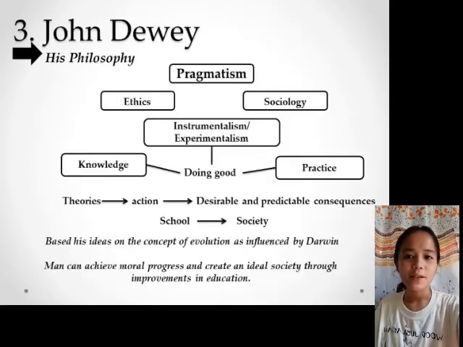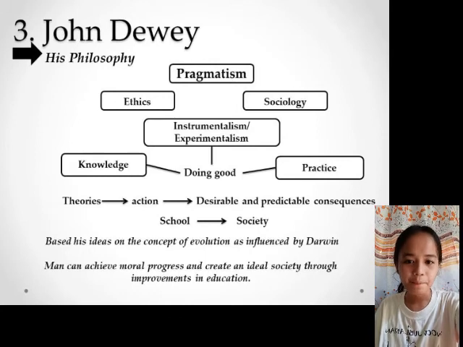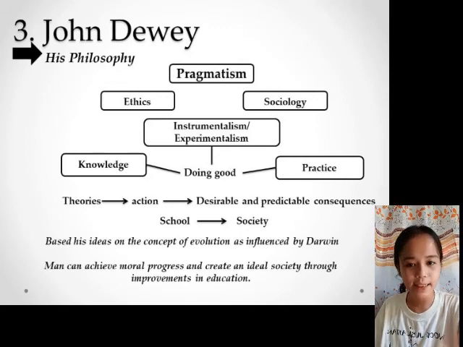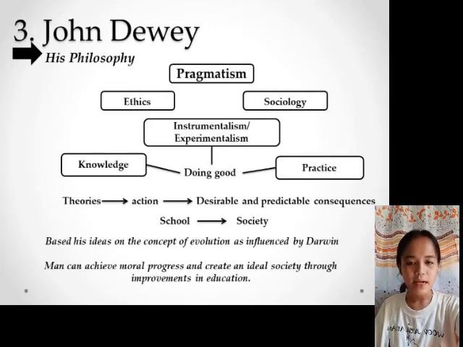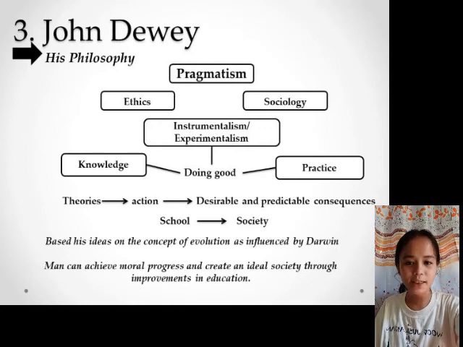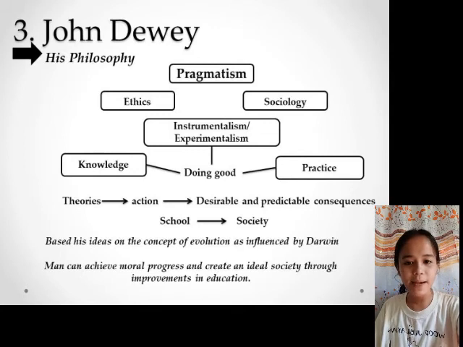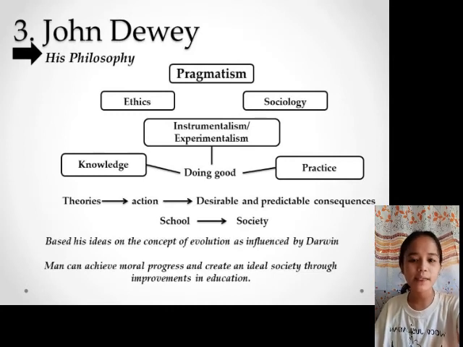That is pragmatism. Now, this is the philosophy of Dewey. His philosophy is based on ethics and sociology. He calls his version instrumentalism or experimentalism. For him, knowledge and practice is the instrument of doing good. So, theories must be put into action so that they can yield desirable and predictable consequences. Actually, his philosophy is based on the concept of evolution by Darwin.